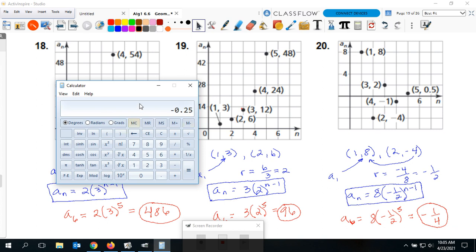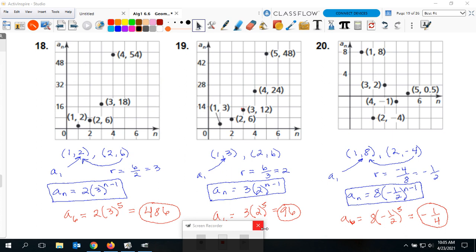All right, so that is it for 6.6 on geometric sequences. So that's actually going to conclude. I'm not going to be doing 6.7. So the next lesson you'll see will be our first lesson in chapter 7.